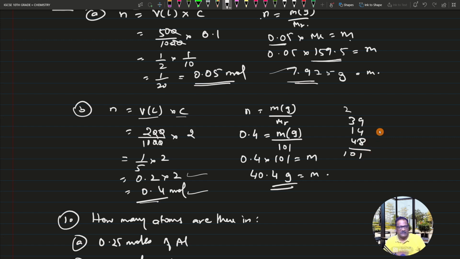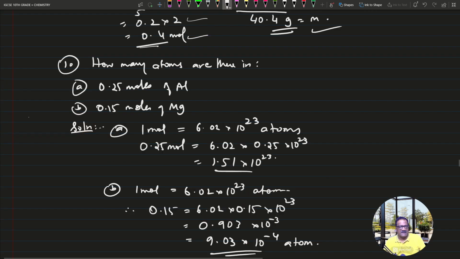Mr for KNO3 will be, for K it is 39, for nitrogen it is 14, and for O it is 16, but there are 3 O. So 16 3s are 48. When you add up all these 3, you get 101. So Mr will be 101. 101 into 0.4 will give you the mass. That works out to 40.4 gram. So this is the answer.